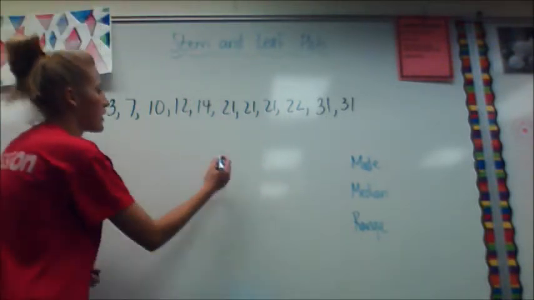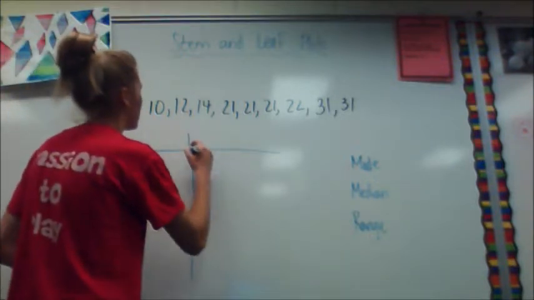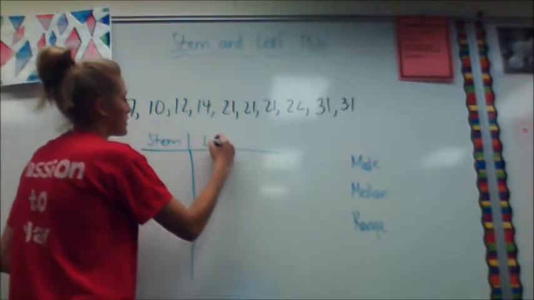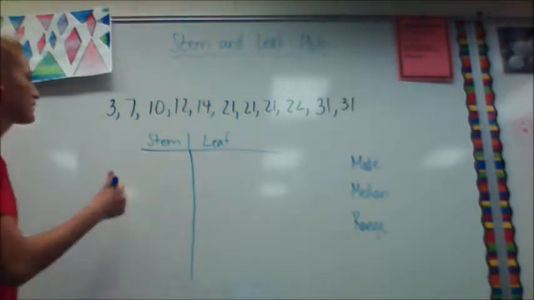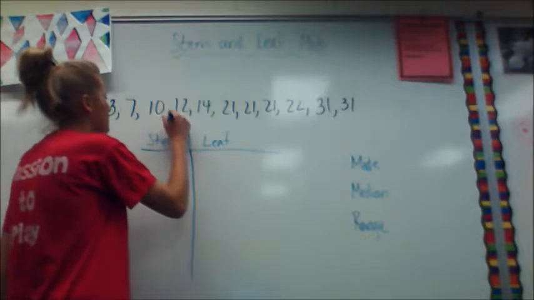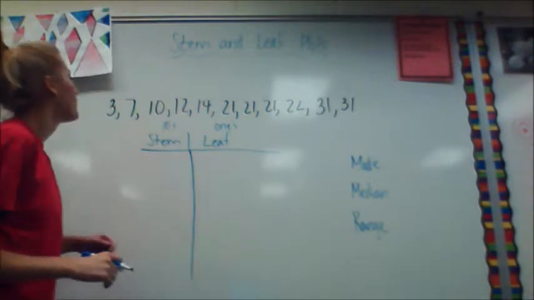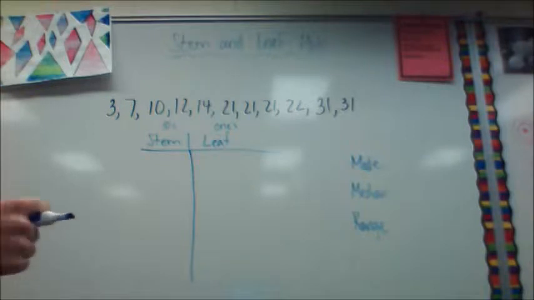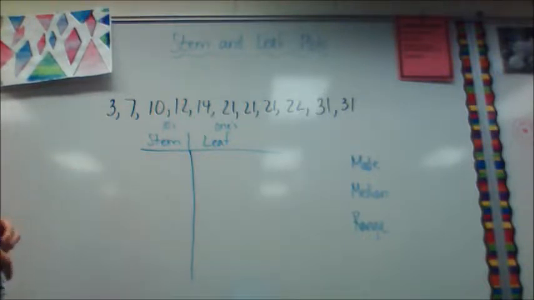To do that, you just draw a T-chart. One side is what we call the stem, and the other side is what we call the leaf. The stem is the tens place, and the leaf is the ones place. My data has been organized already from smallest to biggest, which is always going to help you when you're making a graph. So when you go to make yours, it might be best to put it smallest to biggest and then put it into your stem and leaf chart.